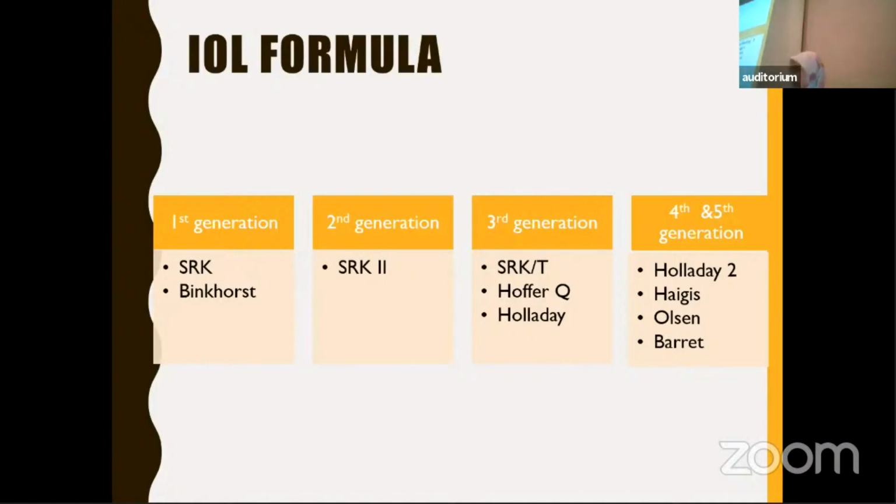short eyes. The fourth and fifth generation formulas used many variables, such as keratometry, axial length, AC depth, lens thickness, horizontal white-to-white, age, and pre-op refraction in the case of the Holladay 2.